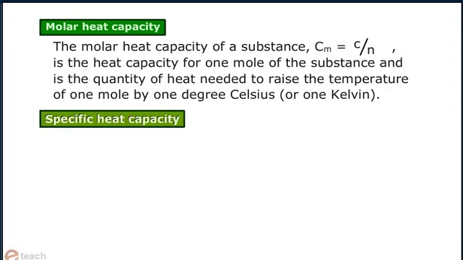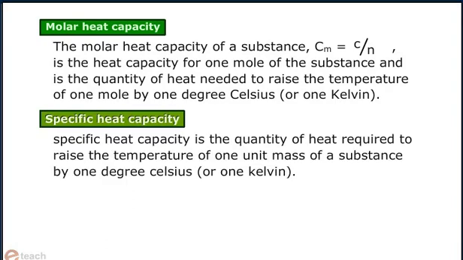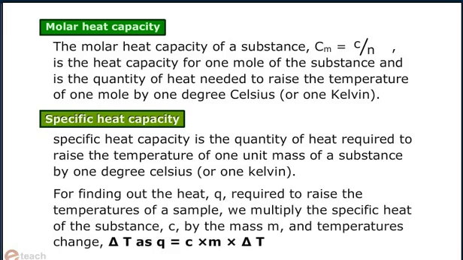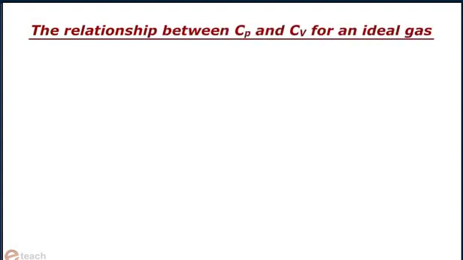Specific heat capacity. Specific heat capacity is the quantity of heat required to raise the temperature of 1 unit mass of a substance by 1 degree Celsius or 1 Kelvin. For finding out the heat Q required to raise the temperature of a sample, we multiply the specific heat of the substance C by the mass m and temperature change delta T, as Q equals C multiplied by m multiplied by delta T. The relationship between Cp and Cv for an ideal gas.